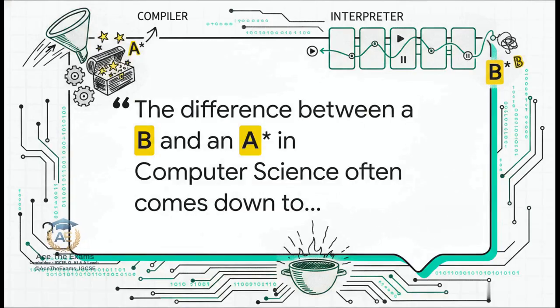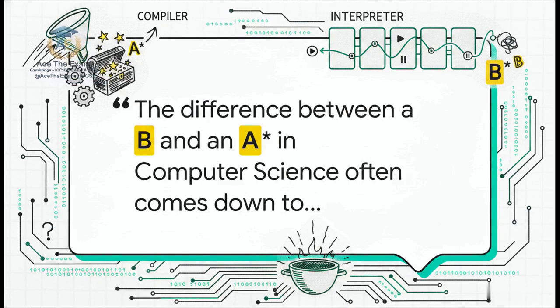To set the stakes right out of the gate, I want you to listen to this quote straight from a Cambridge senior examiner. They said, "The difference between a B and an A-star in computer science often comes down to how well you understand compiler versus interpreter, benefits and drawbacks." Think about that for a second. You might think that incredibly complex coding problems or obscure hardware architecture questions are what separate the top-tier candidates from the rest, but it actually comes down to this specific evaluative topic, the benefits and drawbacks of compilers versus interpreters. That is literally the crucible where top grades are forged.